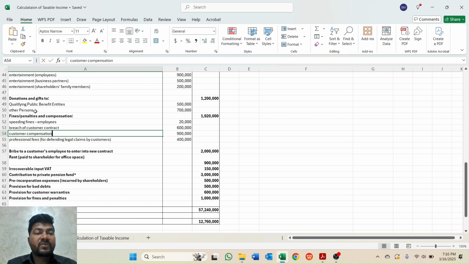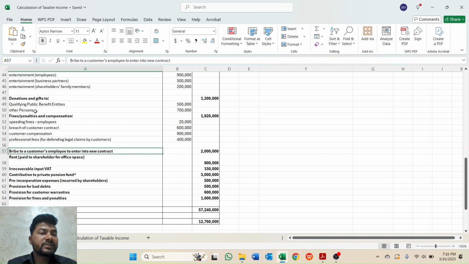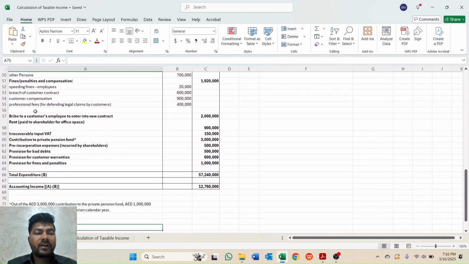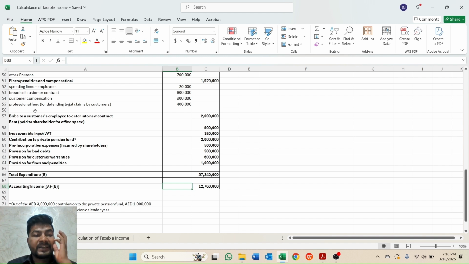Then fines and penalties: speeding fines for employees, breach of contract, customer compensation, professional fees for defending a lawsuit. All these altogether are 1.92 million. Now bribe to customers to enter a new contract, rent paid to shareholders for office, irrecoverable VAT input, contribution to private fund, pre-incorporation expenses, provision for bad debt, provision for customer warranty, and provision for fines and penalties.